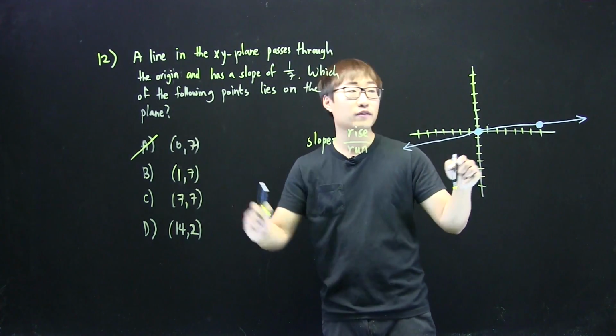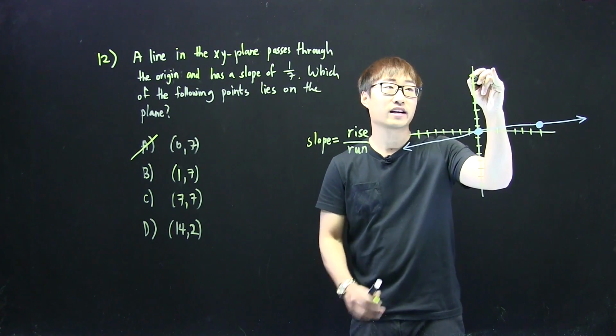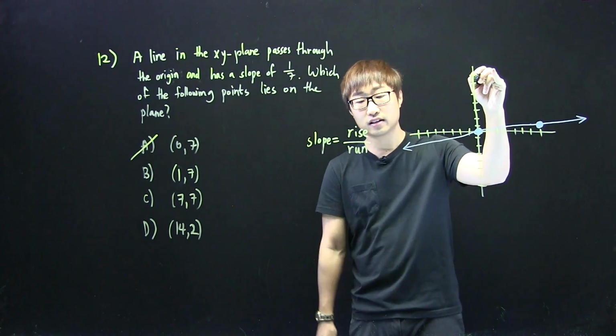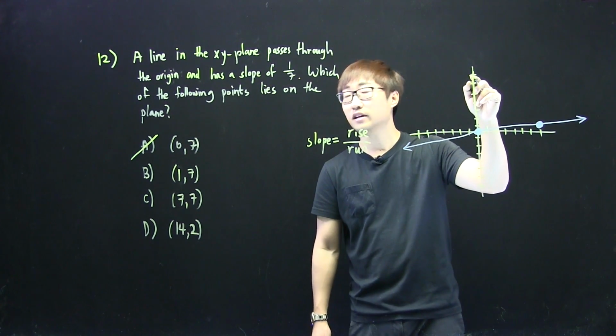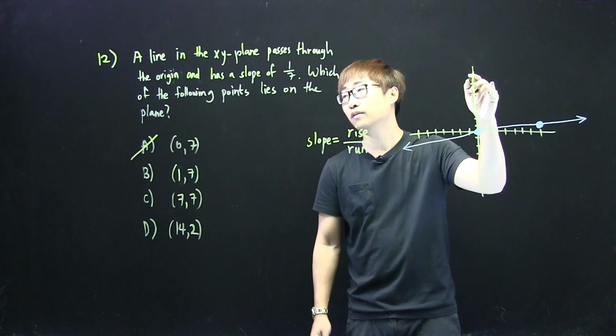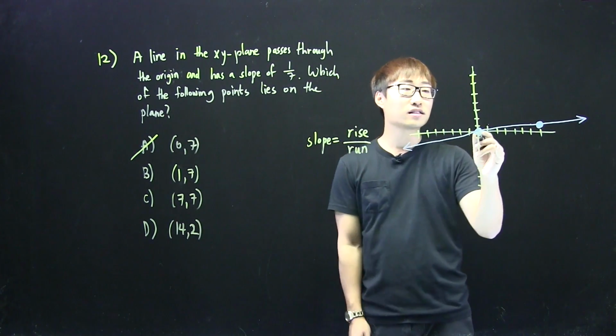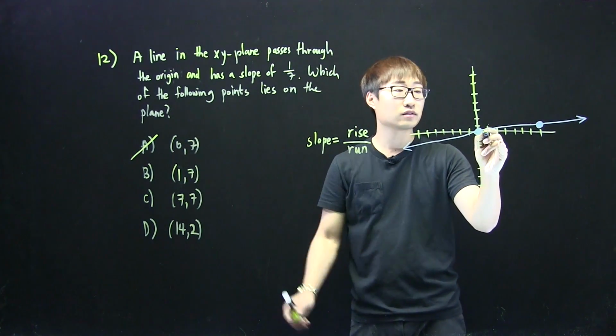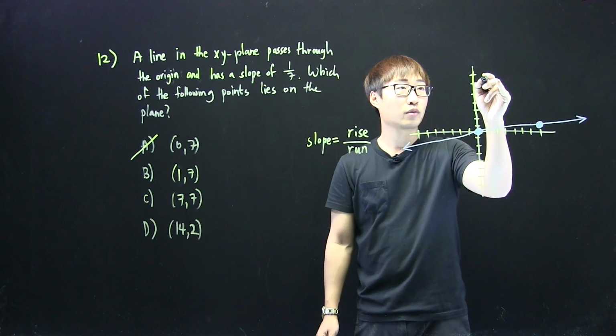Oh, I'm sorry, 0, 7, that's over here. 0, 7. Well, yeah, that's definitely off, right? It's never going to pass that, right? So 0, 7, that's definitely off. So out anyway. 1 and 7, that's right there.